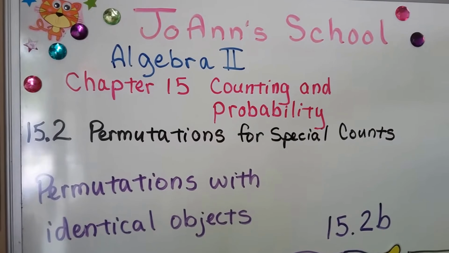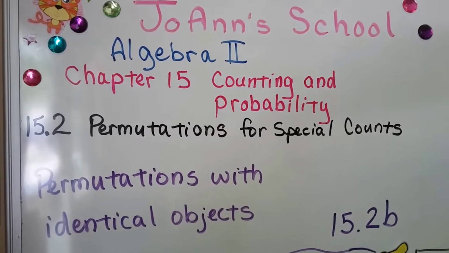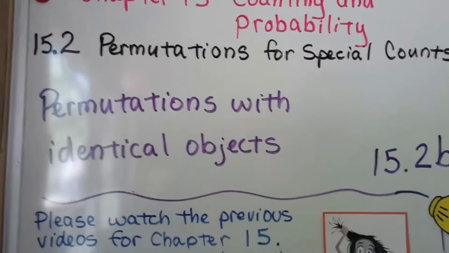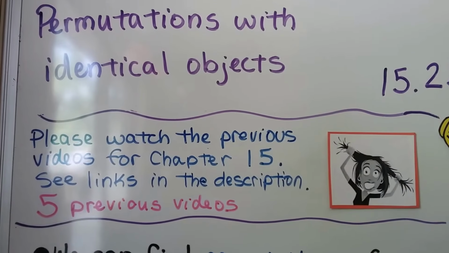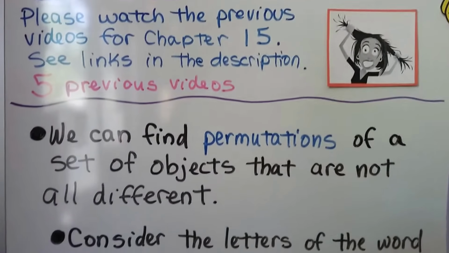We're continuing on with lesson 15.2 about permutations for special counts. This is permutations with identical objects, 15.2b. We're up to 5 previous videos for this chapter. If you become lost or confused, click the description to go to the links.